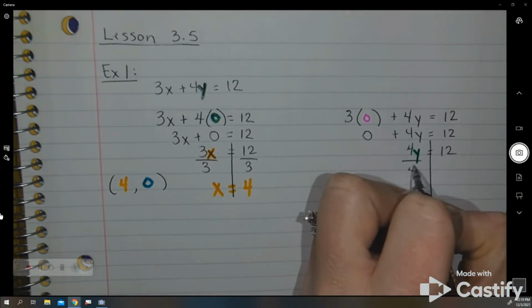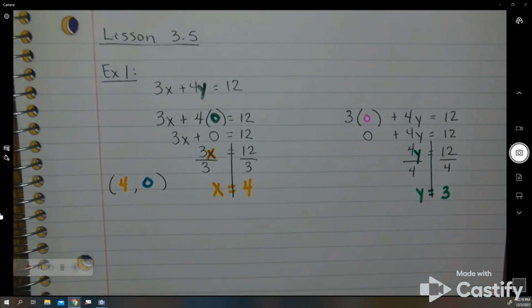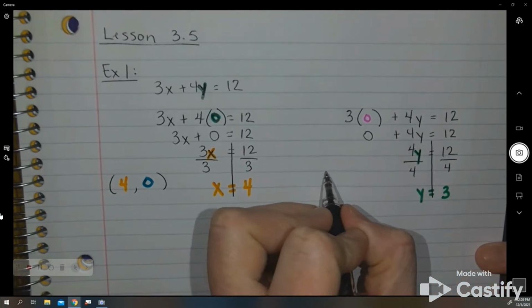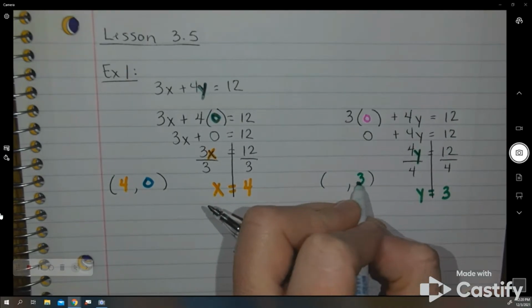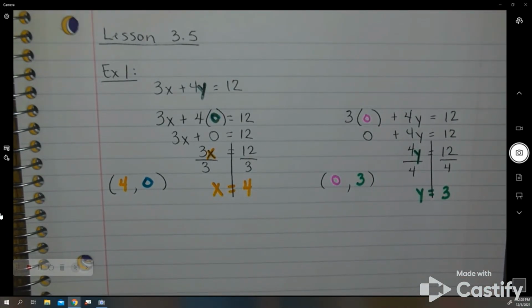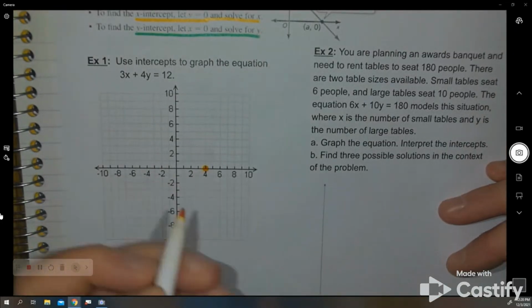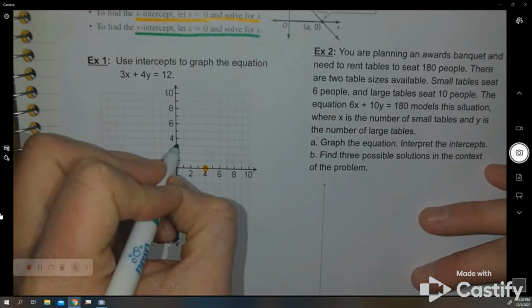In order to get y by itself, we're going to divide by 4. When we do this, we realize that y equals 3, because 12 divided by 4 is 3. Now remember, the y value in our point always comes second. So 3 is the y value, and we plugged in 0 for x. Our two intercepts that we can use to graph this line are 4, 0 and 0, 3. So over 4 up 0, and over 0 up 3.